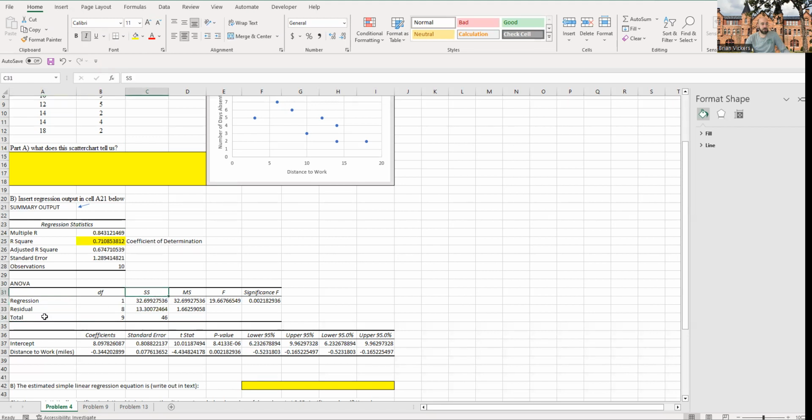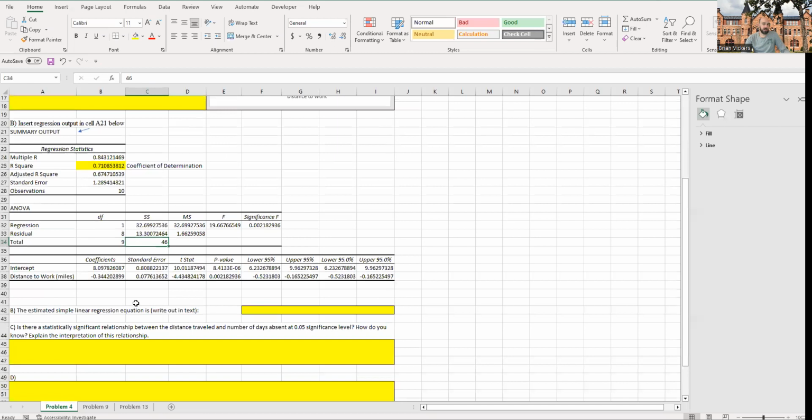And SST, sum of squares total, well, if you look, these two add up to this. If I was ever to, on an exam, ask you what the sum of squares residual value was, but I didn't give it to you, you could find it pretty easily, because the total minus the regression equals the residual amount, right? Those two added together, 32.69 and 13.3. If I add these together, I'm going to get 46. If I didn't give you the total and I asked you what the sum of squares total was, you could add these together and get that missing value.